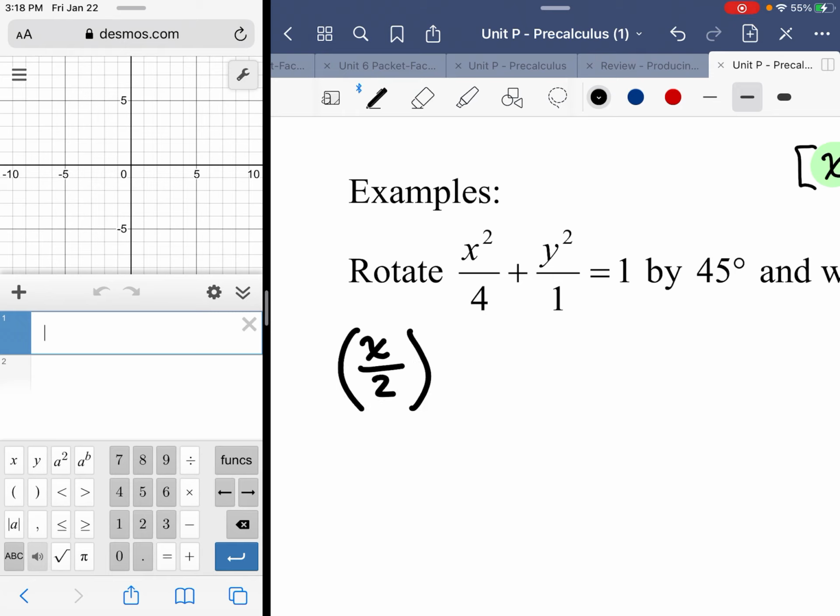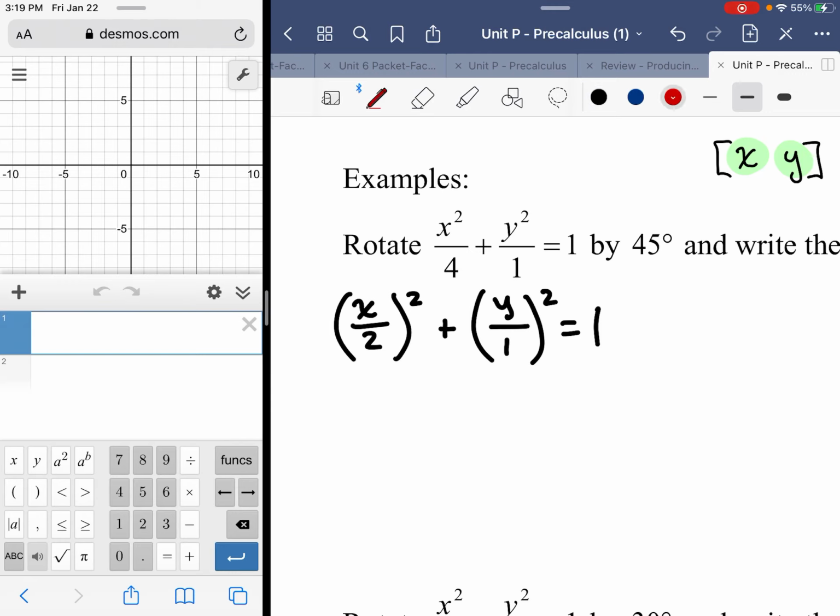So I'm going to write it as (x over 2) squared plus (y over 1) squared is equal to 1. All right. Now again, if you like the shortcut rules we determined on a previous page, then by all means use that. But I'm going to just kind of take it from scratch here.